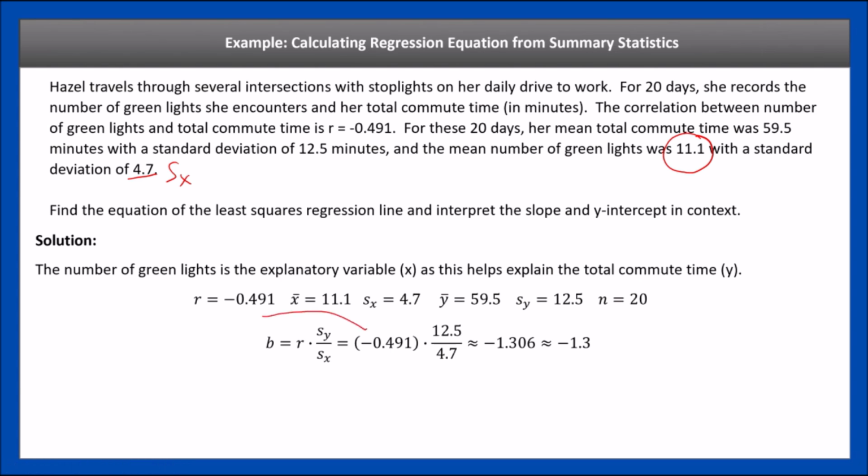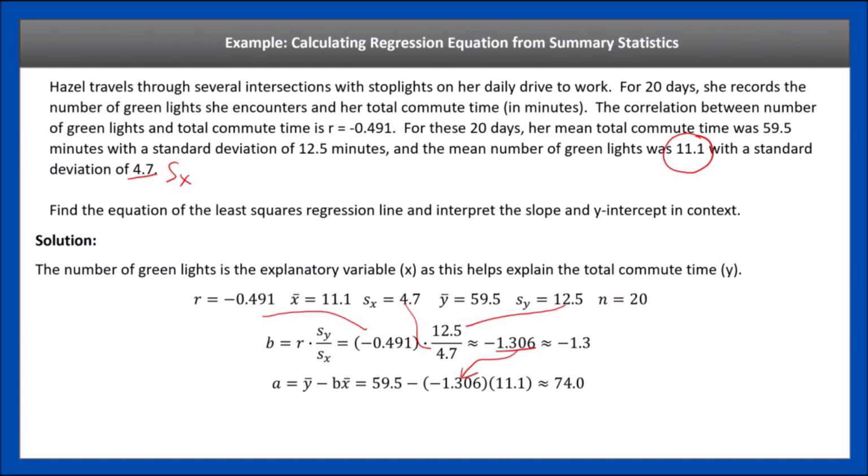Now we can calculate my slope by plugging in those numbers. We have our correlation coefficient, and our sy on top divided by sx. We get about negative 1.3 for my slope. Now for my a, notice I didn't plug in negative 1.3. Instead, I plugged in the negative 1.306. You generally want to plug in as many decimals as possible when you're trying to calculate a different quantity. You can put negative 1.3, but it will affect your a slightly. So in order to get a more accurate, precise a value, make sure you include as many decimals from your b calculation into your a calculation.